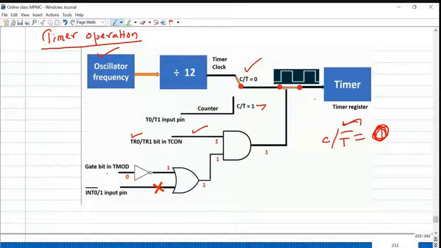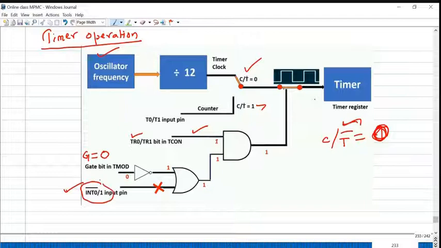Gate bit. Assume it is software controlled only. Software controlled means the gate bit must be 0, not hardware controlled. So gate equals 0, meaning inverter output 1. If any one input is 1, the OR gate output is 1. So this is 1, this will be 1. It's connected, irrespective of this INT0 pin.